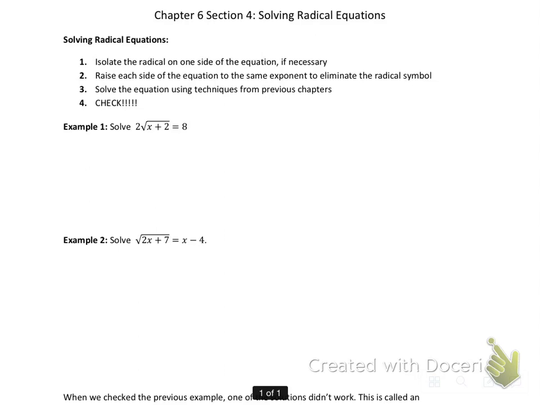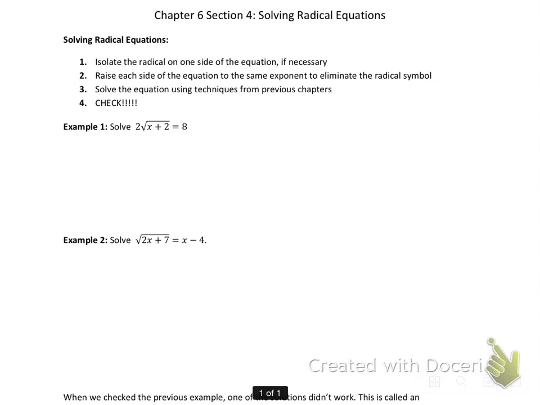So in order to solve a radical equation, that just means solving a square root equation, you first have to follow the steps underneath where it says solving radical equations. So first, we isolate the radical on one side of the equation if necessary. What does that mean? That means, like in example 1, where we have 2 in front of the square root, we need to get rid of it.